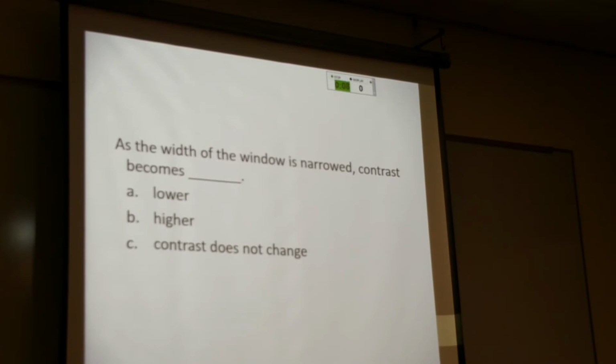Okay, window width. We have window level and window width. So again, look at the term contrast versus contrast resolution. This is a function that we can do on our computers where you can change the density and the contrast, right? If you wanted to manipulate it.